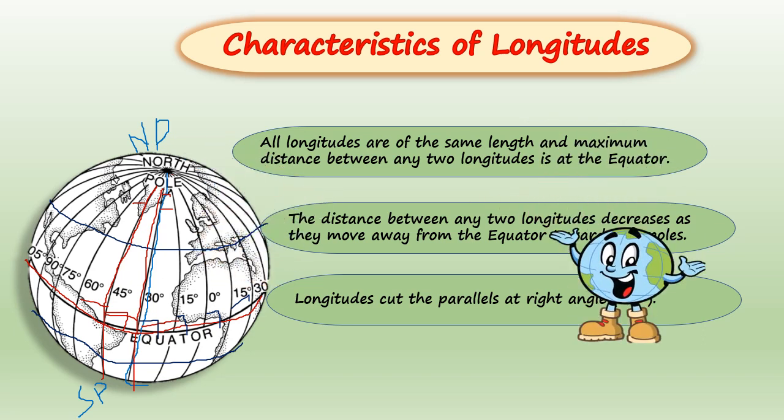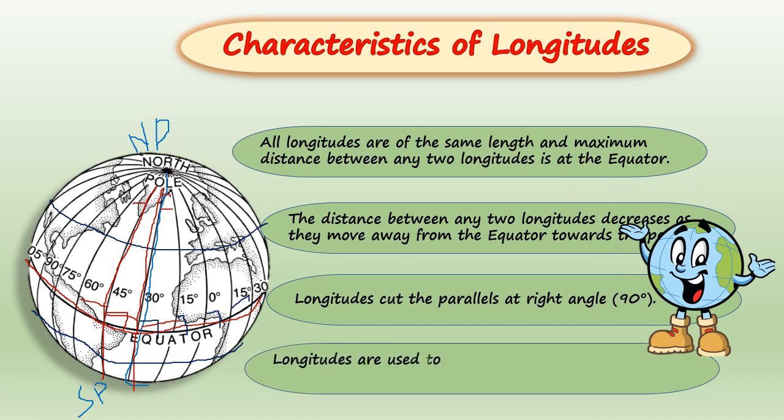Now see what is the last characteristic. Longitudes are used to measure distance in the east and west directions. These are the longitudes which help us to know the distance in the Eastern Hemisphere and the Western Hemisphere. Yes children, I believe this is clear. This is all about longitudes. So now I believe that latitudes and longitudes are clear to you.